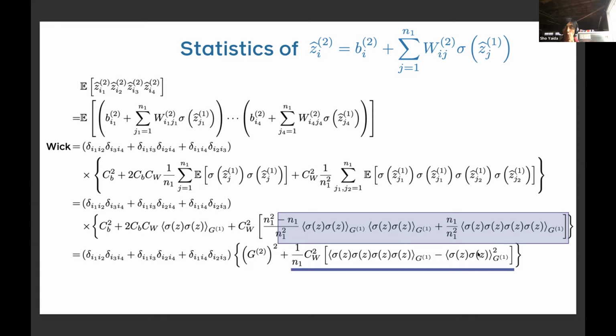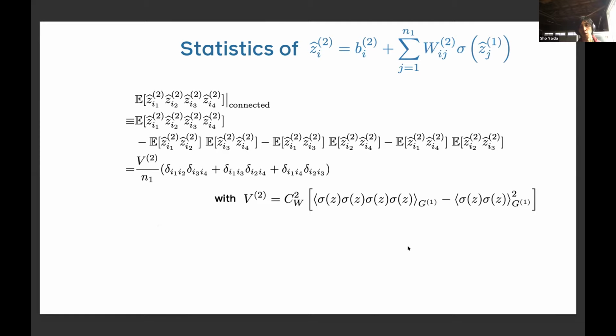Okay. To summarize this, I can actually look at what's called the connected four-point function, or the four-point connected correlator. You basically have this fourth moment, and then you subtract away the contribution that came from the second moment. This is just repackaging; this is just the definition. And if you re-evaluate what you had in the previous slide, then this is what you get: V2, where V2 is given by this expression, just a Gaussian expectation that you can evaluate. I'll start to evaluate this Gaussian expectation for various activation functions in the next lecture.